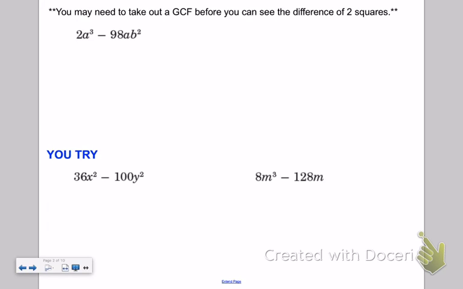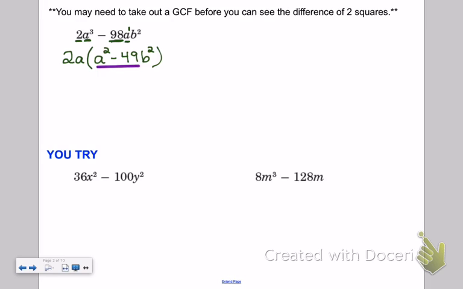Sometimes there is a GCF before we take out the difference of two squares. So I don't know anything times itself that is equal to 2, but I do know that 2 and 98 are both even numbers. I also see that this has an a and this has an a. So what I can do is take out the GCF. I can take out a 2 and I can take out only one a, because remember I can only take out the smaller exponent. If I rewrite this factoring out that 2a, I am left with a squared minus 49b squared. And I can check my work by redistributing that out.